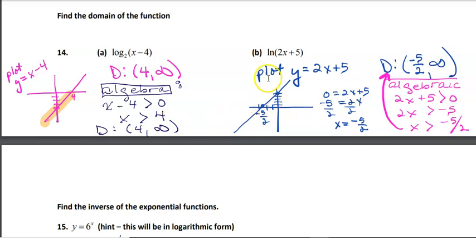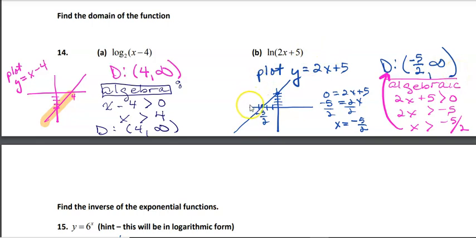Okay, let's do this next one. So if you want to do it by using algebra, you're going to take 2x plus 5, set it greater than 0, and then solve for the x that makes that happen. X is going to be greater than negative 5/2. Start your domain at negative 5/2, non-inclusive, and go all the way to infinity.